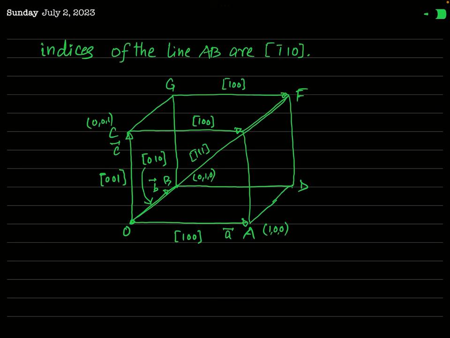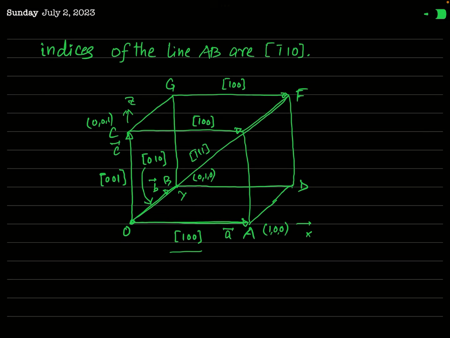Now let us see. If you take the origin at this point O, and we have shown in this figure a unit cell of a cubic crystal, then what will be the coordinates of this point A? This will be 100, because let us say this is the x axis, this is the y axis, and this is the z axis. It means these are the three crystallographic axes. So the OA line lies along the crystallographic axis OX, and so the coordinates of this point A will be 100. And so this direction OA will be marked by 100 inside this square bracket.